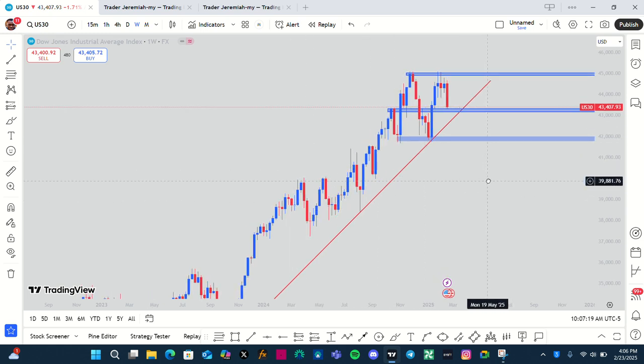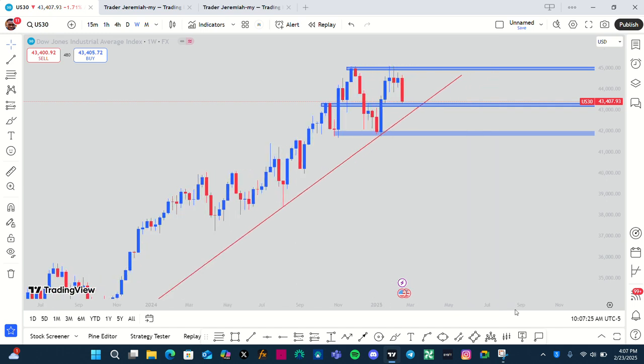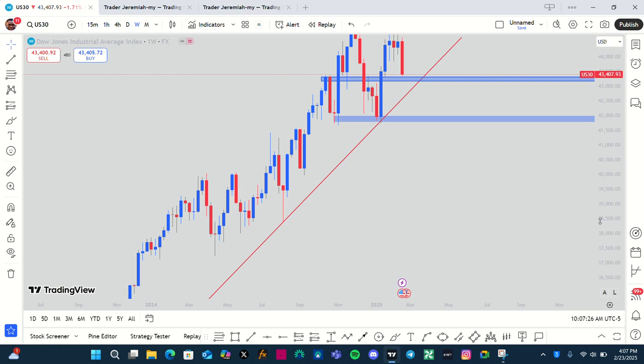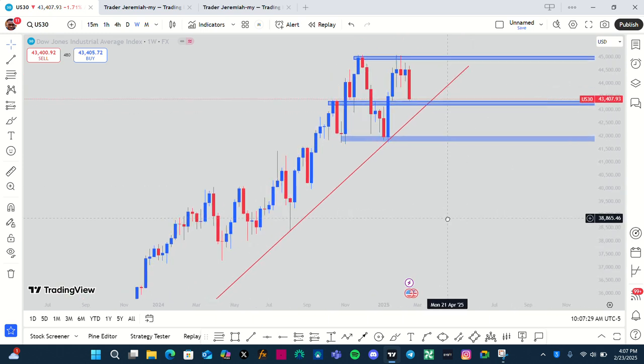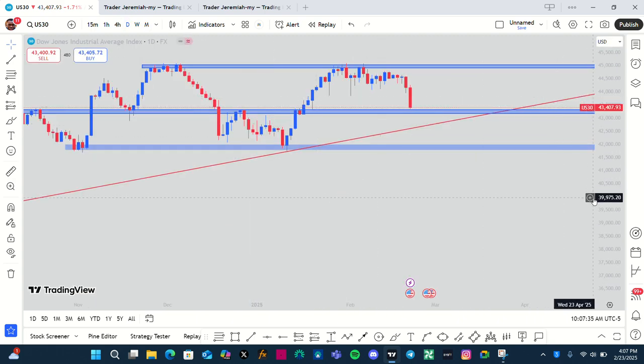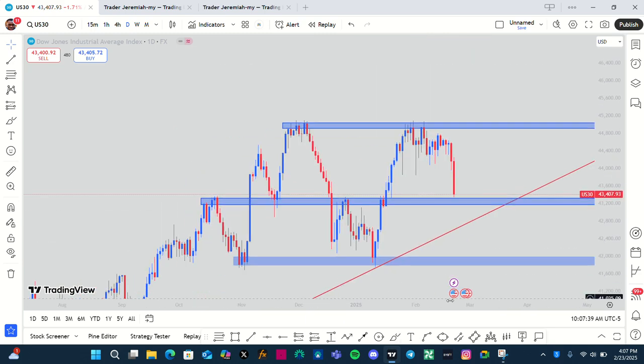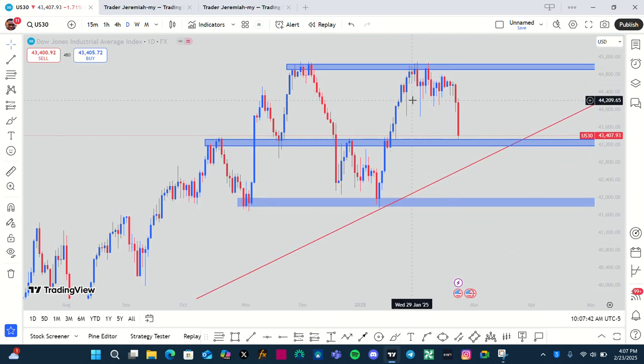Those areas are where price is going to be getting a reaction from, either falling from the area or moving higher. This is what is currently happening on US30, and this looks like a double top. That's why I'm saying US30 might want to break lower. As you can see, this is the first and this is the second, and this was the neckline.